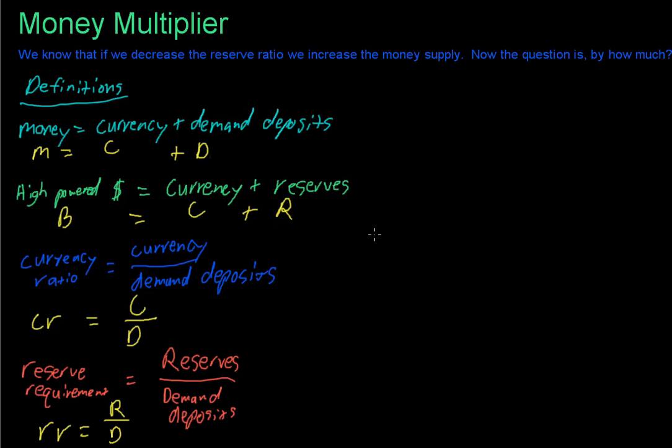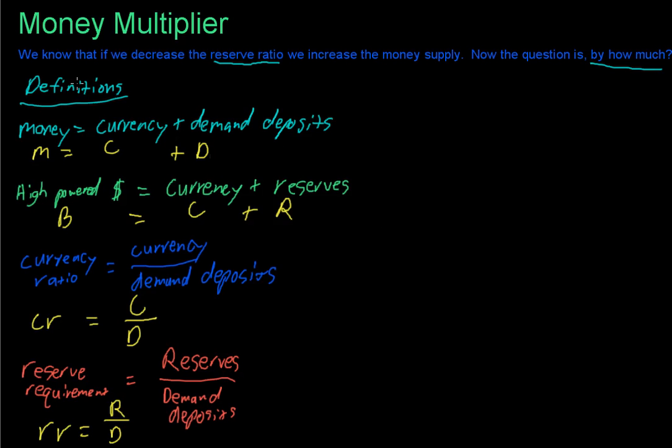Okay, so in the last video we were talking about how if we decrease the reserve ratio, we increase the money supply because we're letting banks lend out more for every single dollar that they have in deposits. So they're going to lend out more and that's going to increase the money supply. And so in this video we're trying to answer the question, well, we know they're going to increase the money supply, but we want to be a little bit more precise. We want to know how much are they going to increase the money supply.